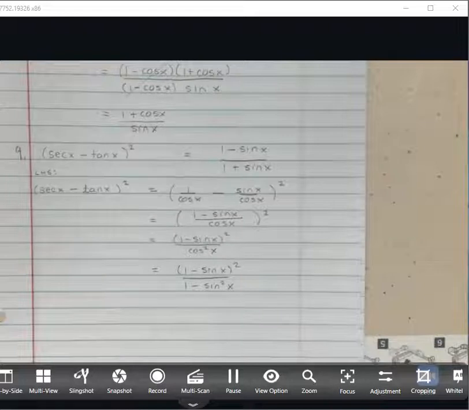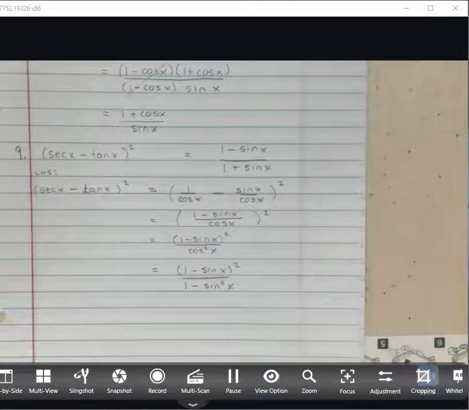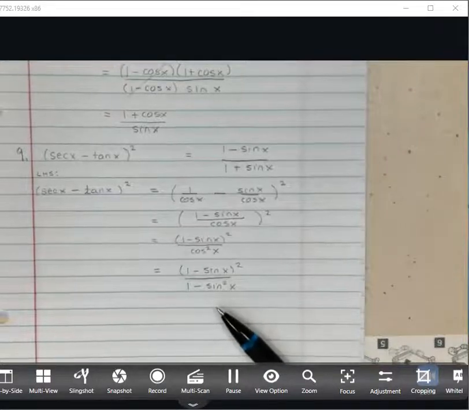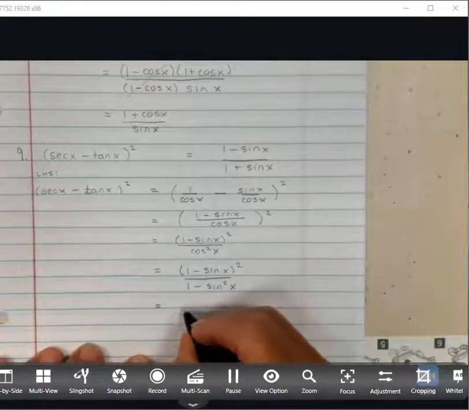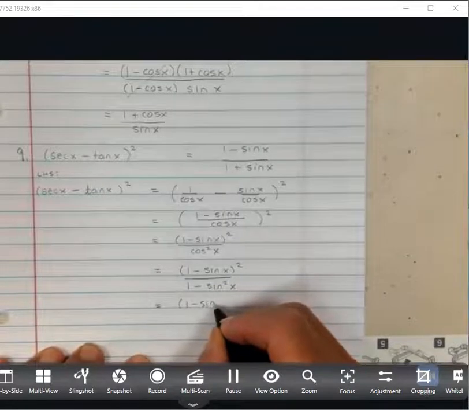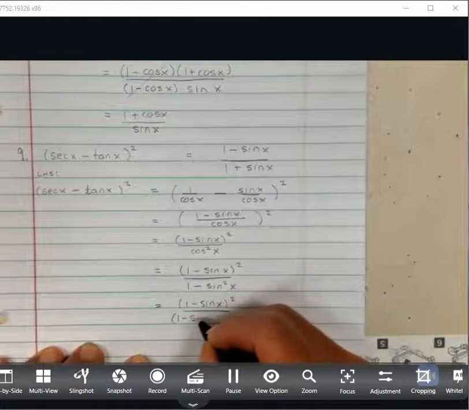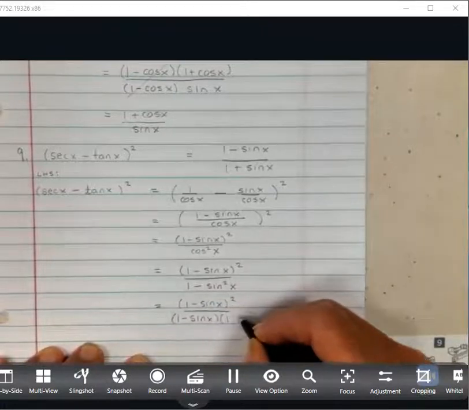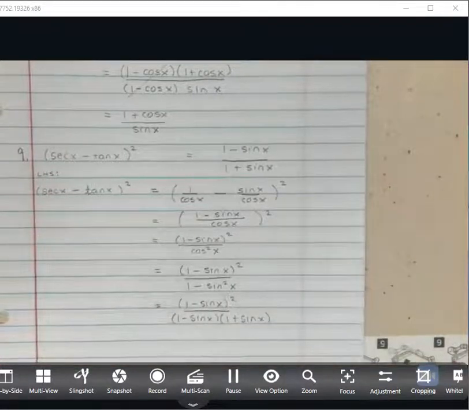The bottom is the difference of squares. The bottom is an a squared minus b squared expression. That should factor a minus b times a plus b. I should be able to factor that as a 1 minus sine of x times a 1 plus sine of x. Did that jump out at you? Then let's do it. All right, tell me what to do next.